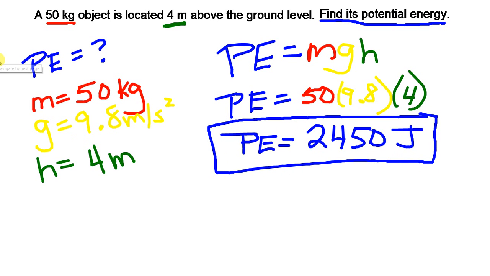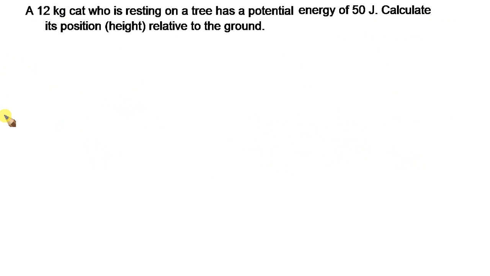Let's do another one. A 12 kilogram cat who is resting on a tree has a potential energy of 50. Calculate its position or height relative to the ground. So step 1 says identify what I'm trying to solve for. I see the word calculate. The other thing I see in that sentence is height. So I must be trying to find the height.